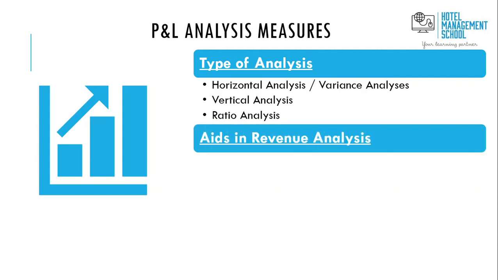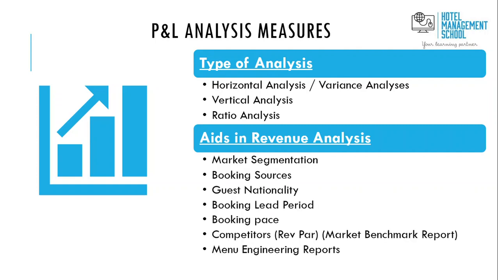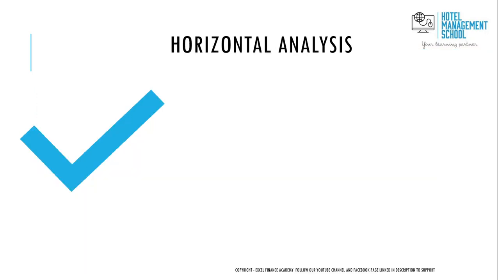Then we also have other aids in the revenue and expense analysis, which can be considered as market segment, booking source, nationality, lead period, pace, competition reports, menu engineering reports, expense details. So these are the different measures that we use normally in the P&L analysis. Let's look at it in a bit more detail now.